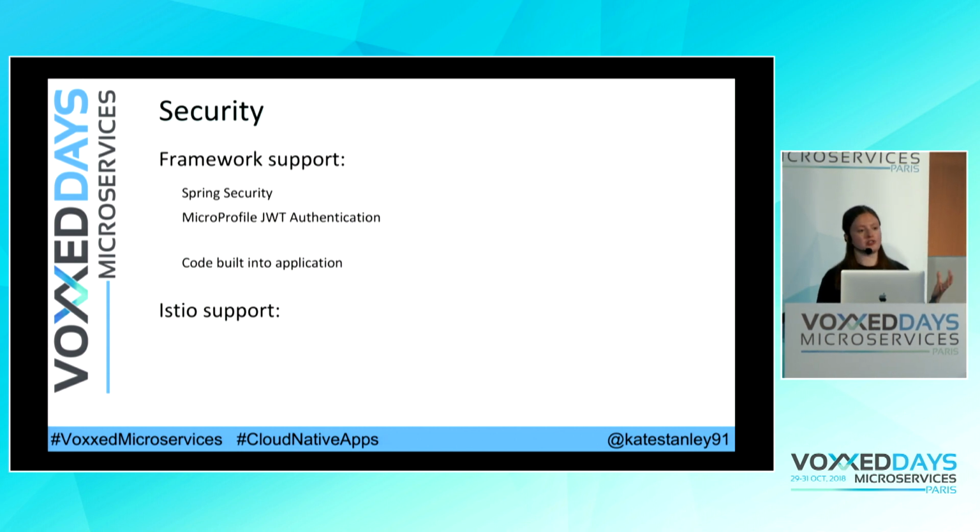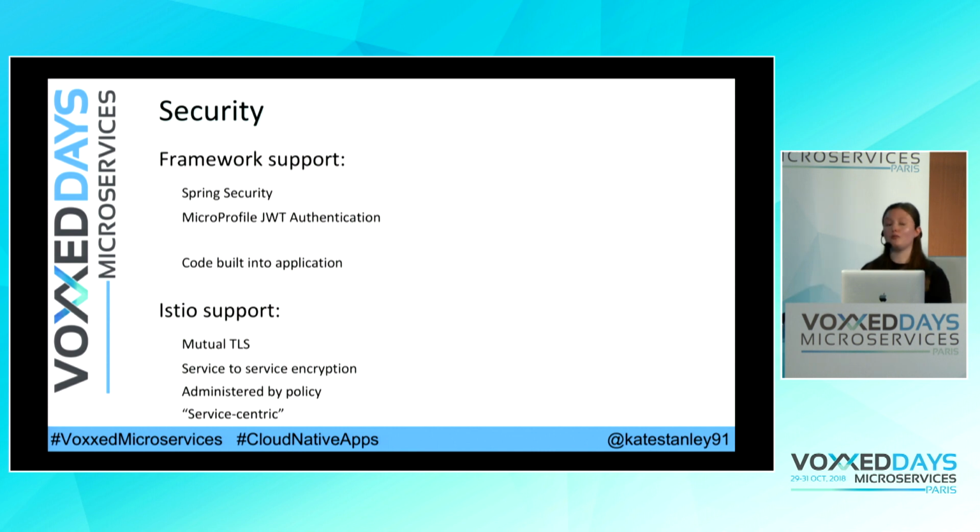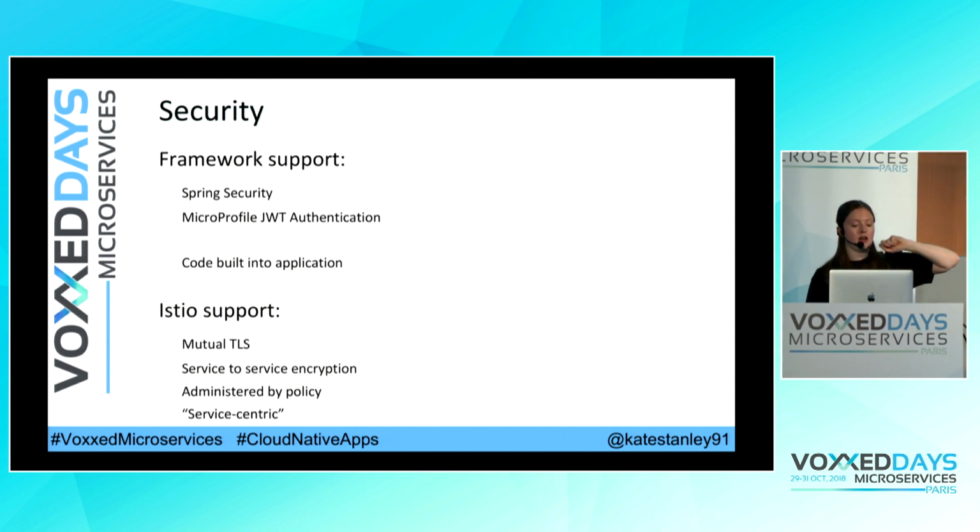Spring Security also provides a few different pieces in this area. Again, you can see a little bit of a theme here: the code is built into your application itself. Then the Istio support that we have looked a little bit like this. We had mutual TLS. Because Istio has Envoy there, as the request goes out through Envoy, it will upgrade your request and run mutual TLS between the services. It also has service-to-service encryption, and it's all administered by policy.